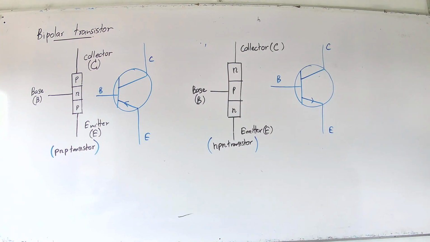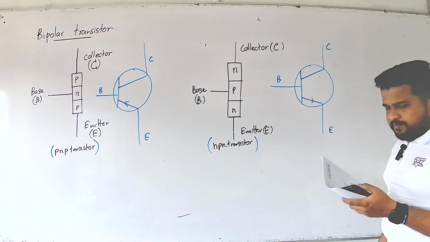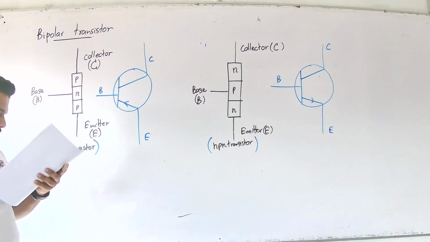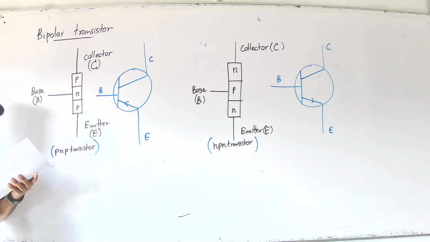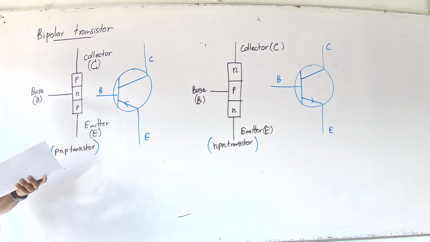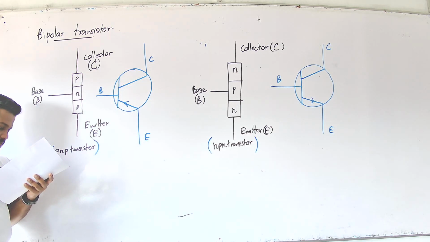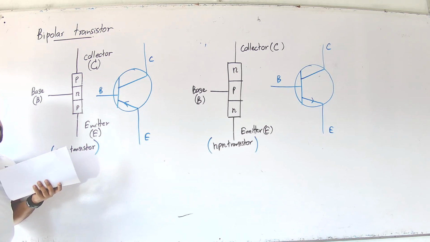And the emitter is known as emitter, and the region where charge carriers are collected is known as the collector.